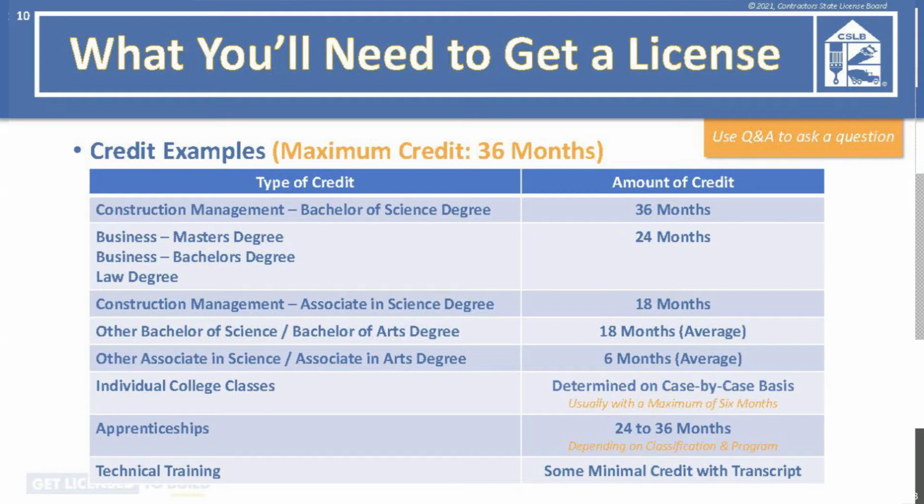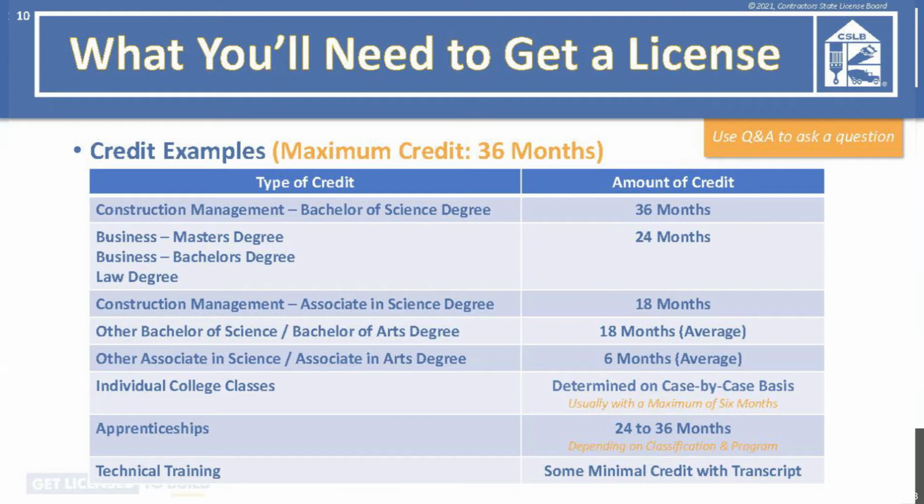A bachelor's degree in some other major will get you an average of 18 months credit. An associate degree in a major besides construction management will get you an average of 6 months credit. Credit for individual college classes is given on a case-by-case basis, usually with a maximum of 6 months credit. Apprentice completion certificates will get you 24 to 36 months, depending on the classification of the program.